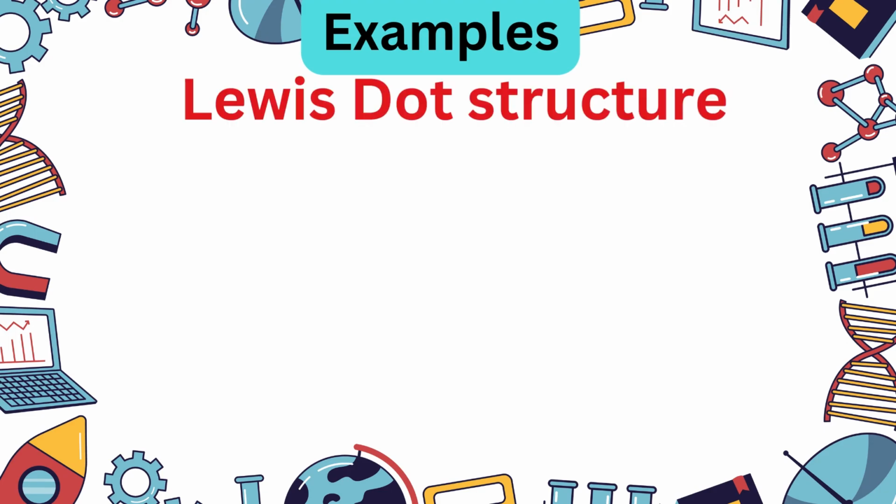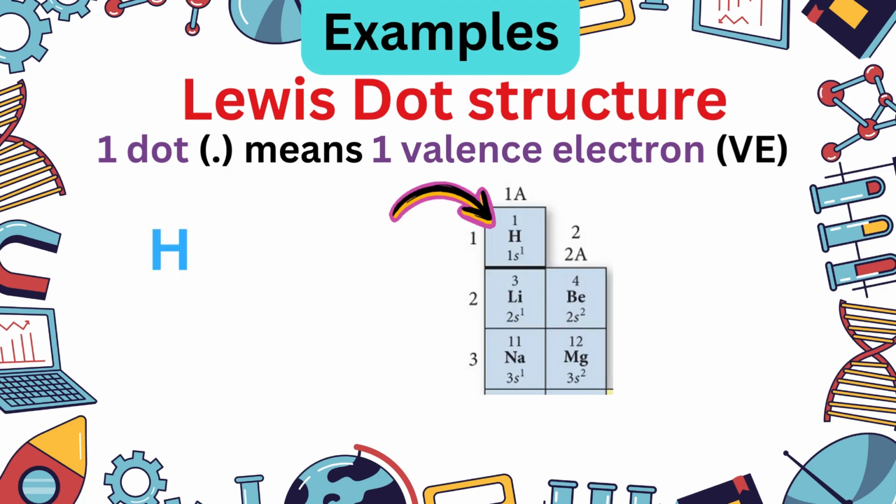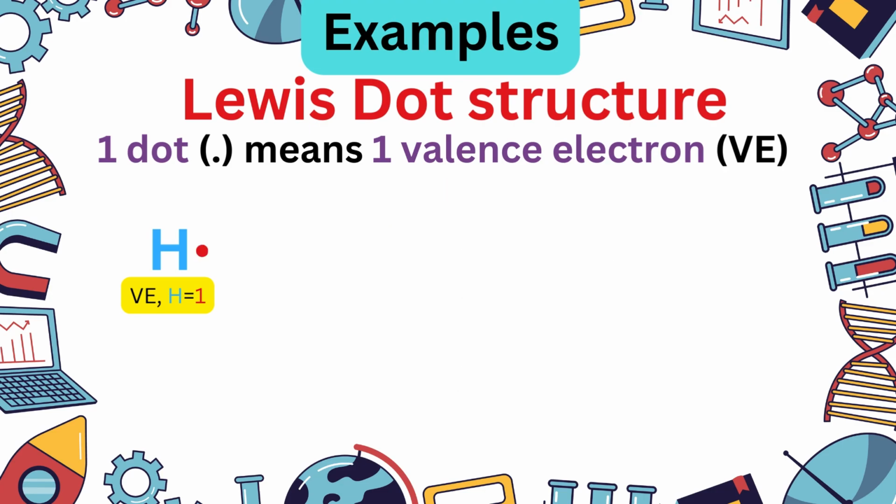In the Lewis dot structure, each dot represents one valence electron. First, we write the symbol of the element from the periodic table and then find out how many valence electrons are there in that element. Then we write dots, and one dot means one valence electron.